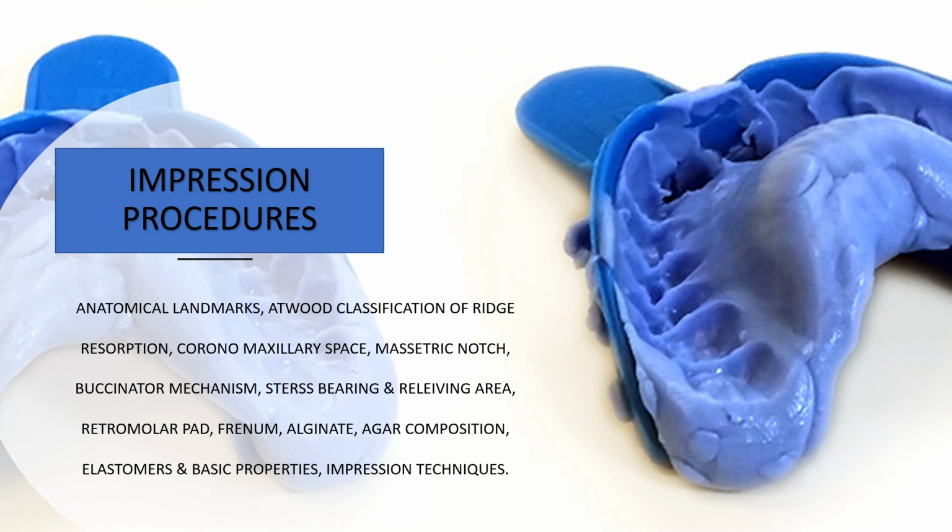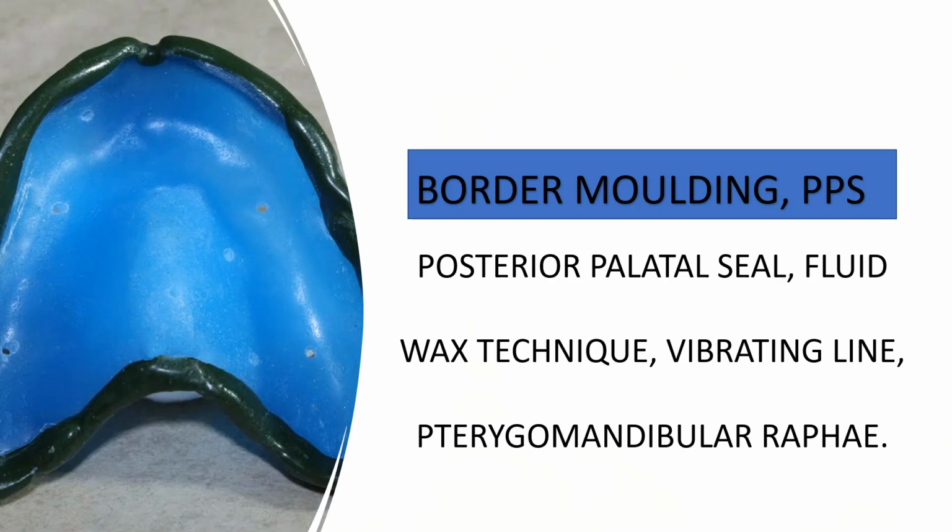So these are the must-know points whenever you are practicing MCQs from the impression procedures topic. Make sure the MCQs cover these points as well. The next topic is border molding and posterior palatal seal.